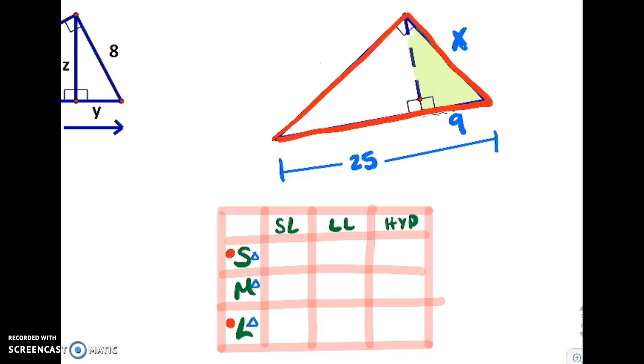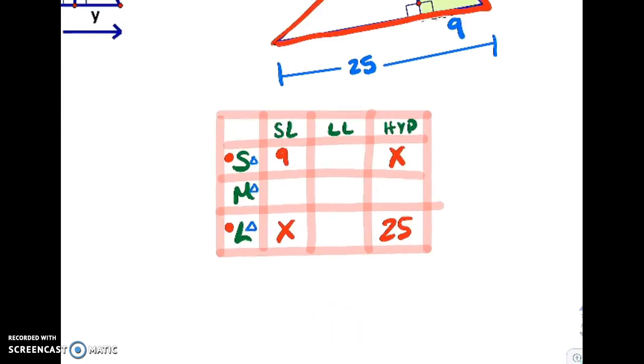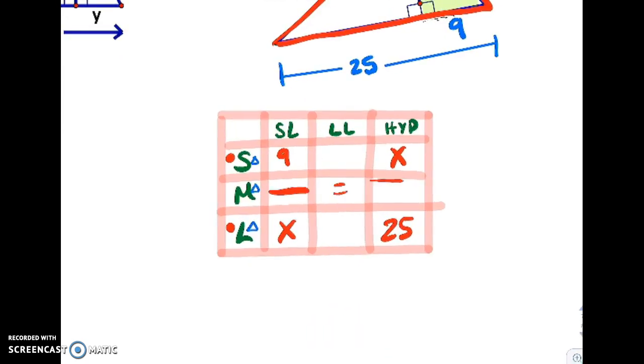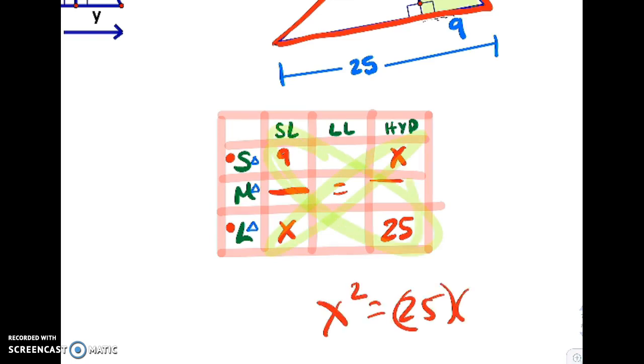And when that happens, it's usually the four corners here, here, here, and here. So let's see what we got. Small triangle has a short leg of 9 and a hypotenuse of x. The large red triangle that I outlined has a short leg of x and a hypotenuse of 25. So this looks just like the fraction. X squared equals whatever 25 times 9 is, and then you take it from there.